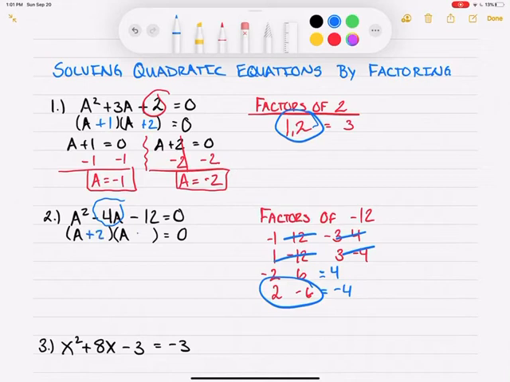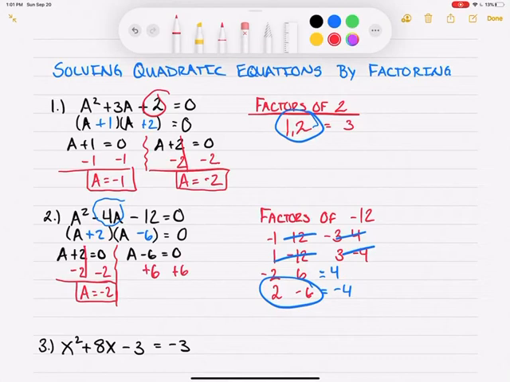Positive 2, negative 6. Now what I'm going to do is take each of those binomials and set it equal to 0. So a plus 2 equals 0, a minus 6 equals 0. And I'm going to solve both of these to get my two answers. To solve, I subtract 2 from both sides, and I get a equals negative 2 as my first answer. My second answer, I add 6 to both sides, and I get a equals positive 6.